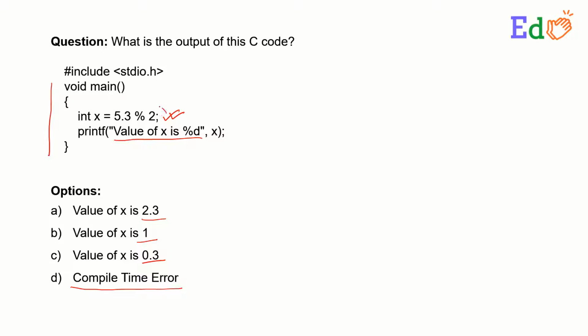So for that one, we have to know how this modulo division works. Actually, you have to remember, the modulo division always works over the integer value only. So here it is not an integer value, that's why it will not work. So it comes to the compilation error.